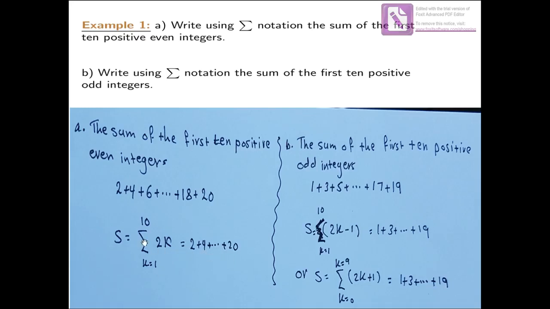Then we need to know what n is. Since the last one is 20, we need 2 multiplied by some number to give us 20. So for sure it is 10. So the last one will be 10. So the summation will be the summation of 2k where k starts from 1 to 10, and this will give us 2 plus 4 until 20.